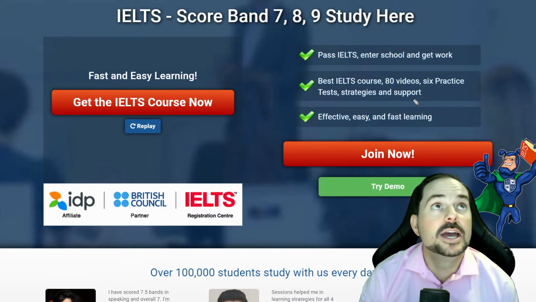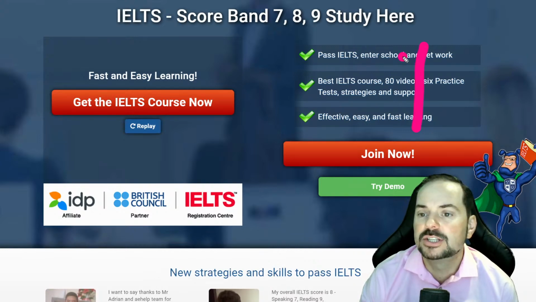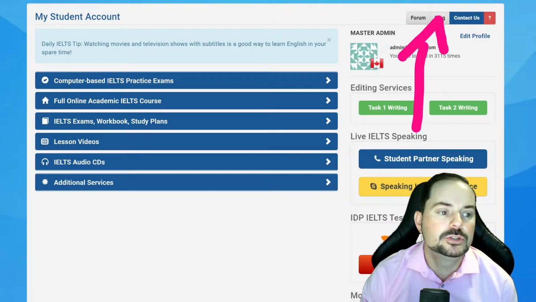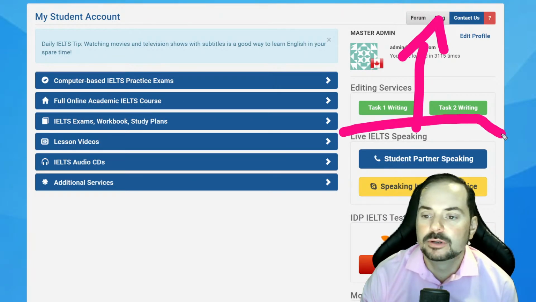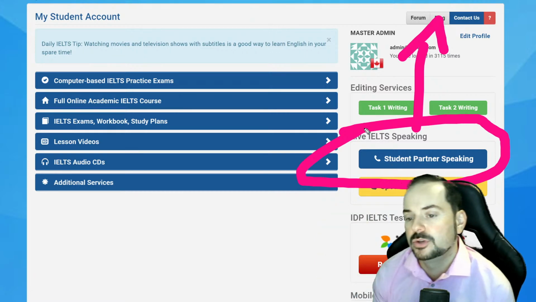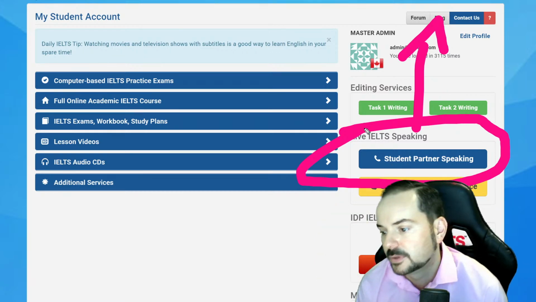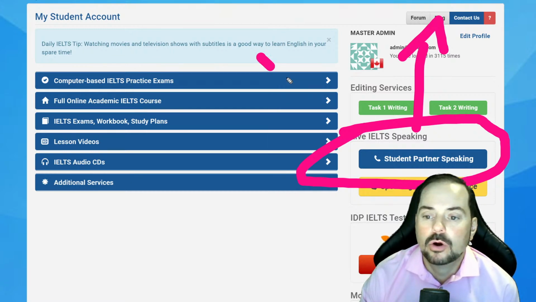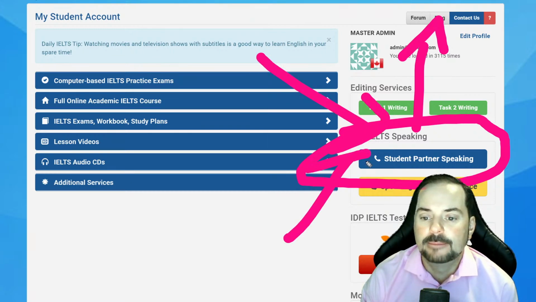And then you get into your My Student account. You will actually see that My Student account at the top there. Okay, and in your My Student account, you have this student partner speaking right there. That's above my head. You can talk to other IELTS students for free anytime. Okay. So that's where you want to go. You want to click on that.